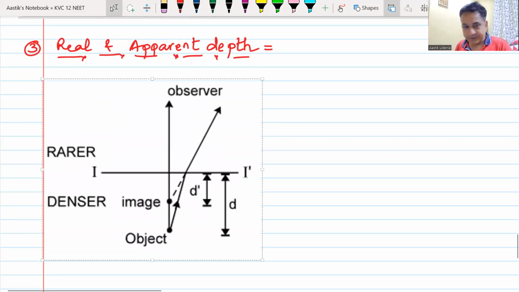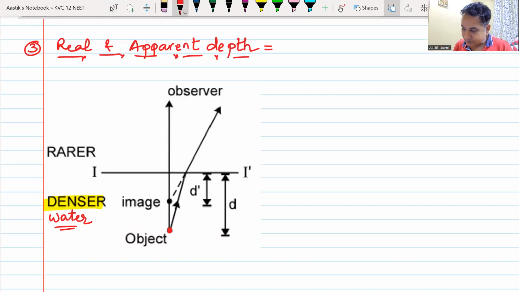The object is here. The red point is the object. It is in water, which is a denser medium. This is D, or I can call it dr. Dr is the real depth. It is the actual distance of the coin from the surface of the water. This is the surface of water.